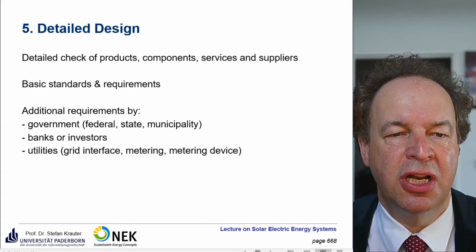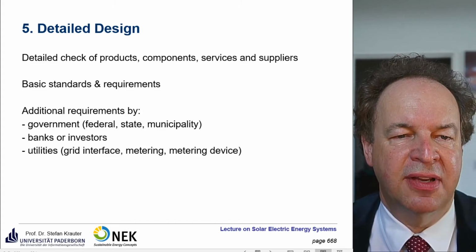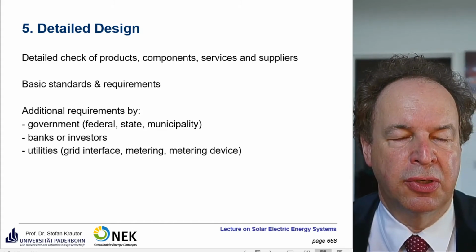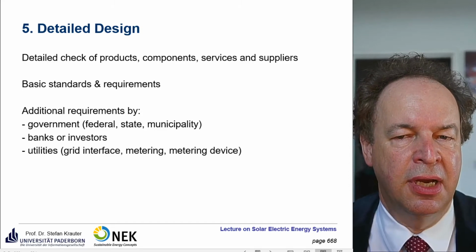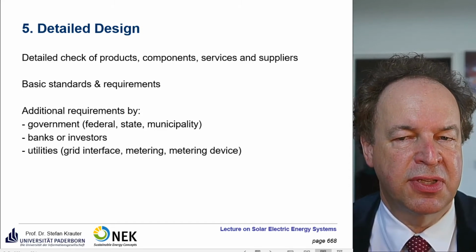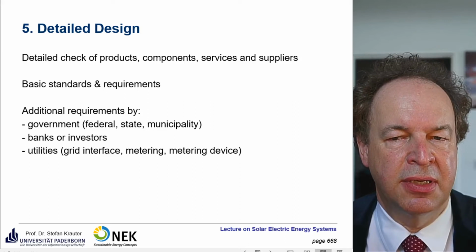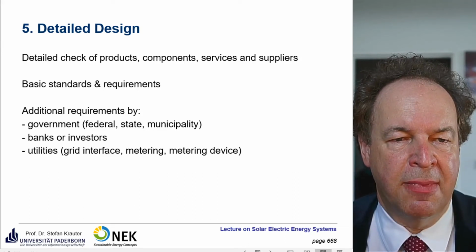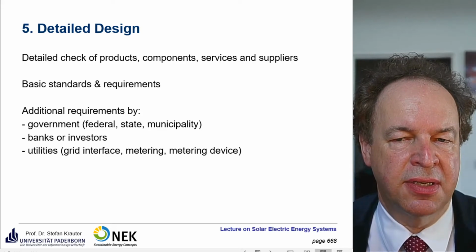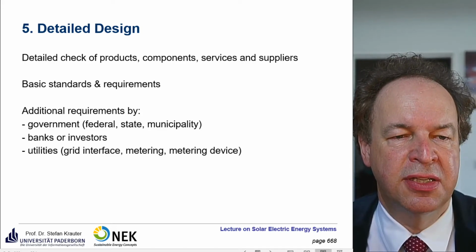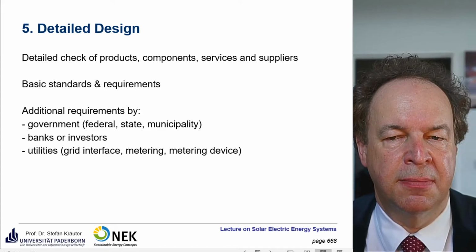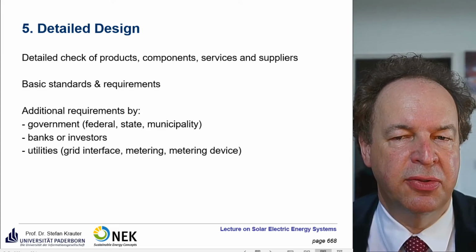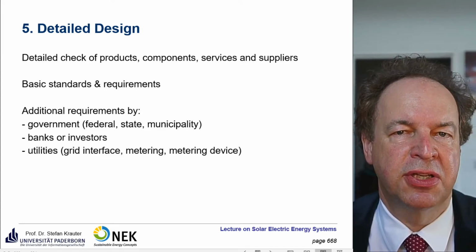Then there may be additional requirements, for example, by the government. So you have to show, for example, that the company has long experience, exists for some time, and so on, and is really able, in case of problems, even to withstand some crisis. Also for the banks or investors, or for the utilities. So grid interface, so how much harmonics can be fed into the grid? What happens if the grid is shut off?